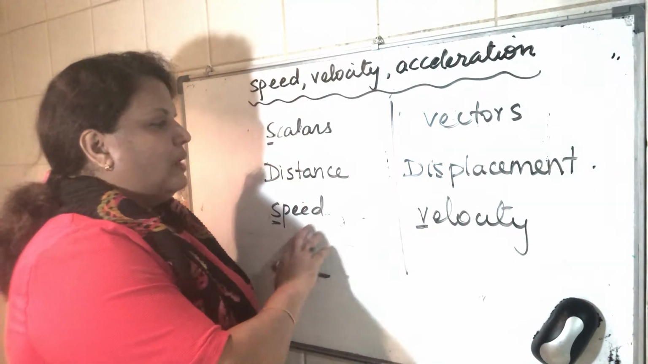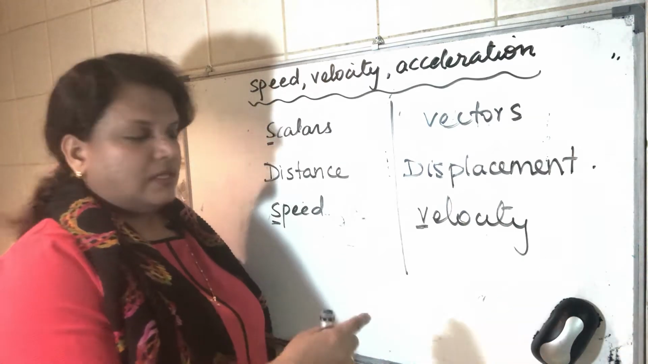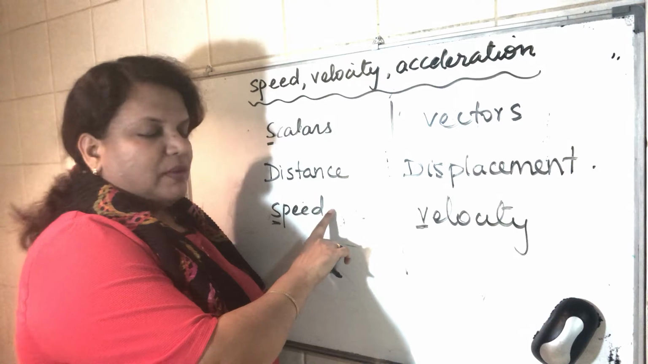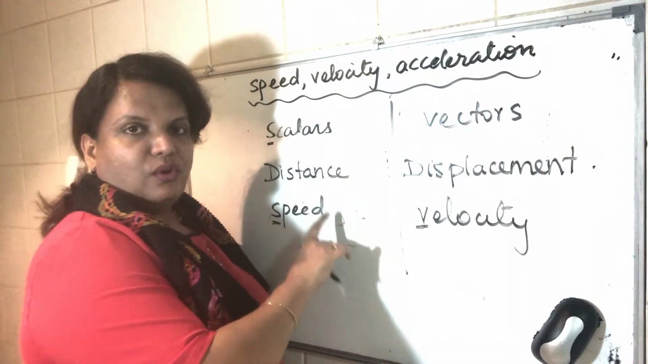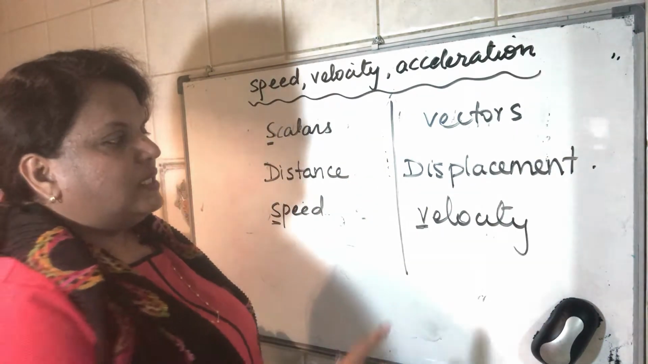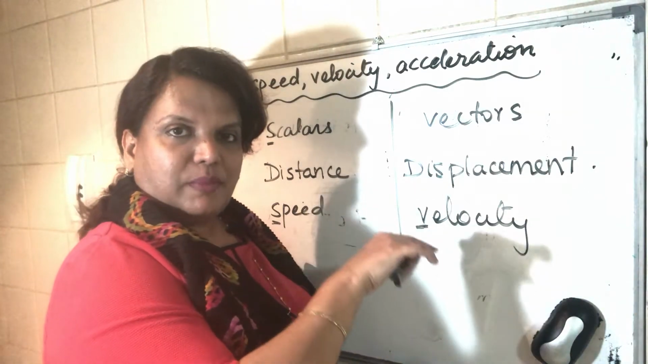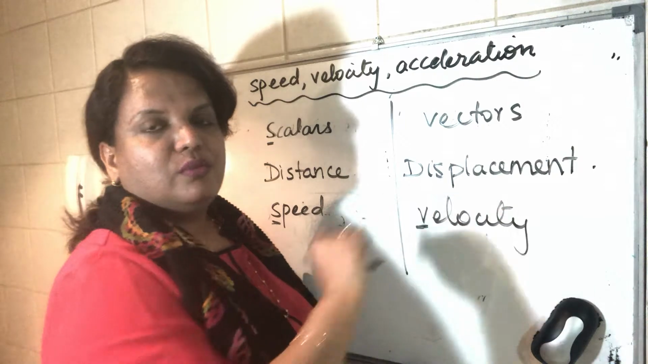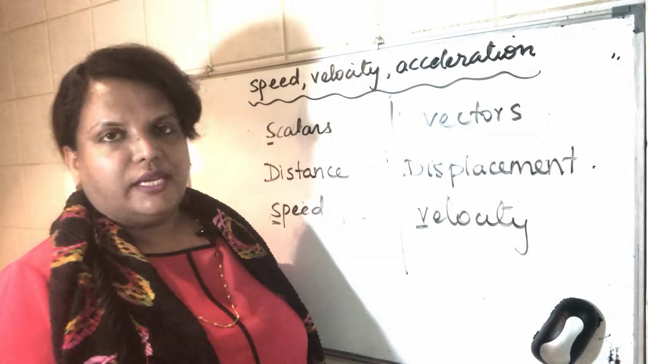Now, here, how can you explain the difference? Speed will give you only the magnitude of the speed of the object. Velocity will give you the speed, magnitude, and direction. Magnitude will be the speed, and it will also give you additional information of direction. Right?